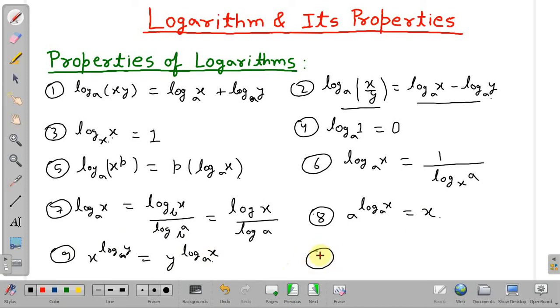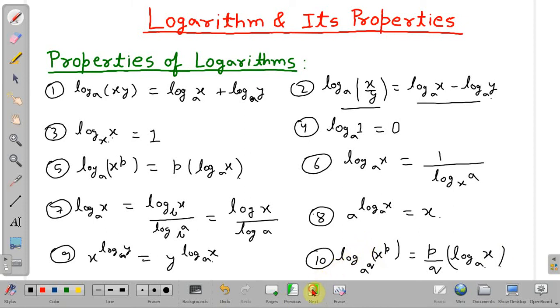Next property is log of x to the power p, where the base is a to the power q. We have to find the log. In this case, the power of x will become the numerator and the power of the base will become the denominator, and it can be written as p by q times log x with base a. So using these properties we can solve problems easily.